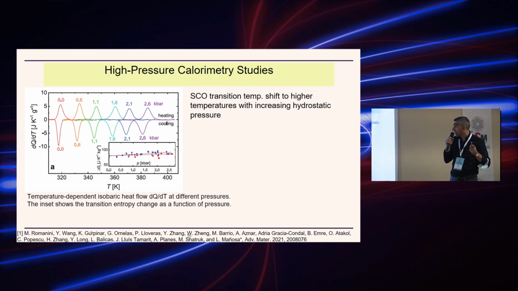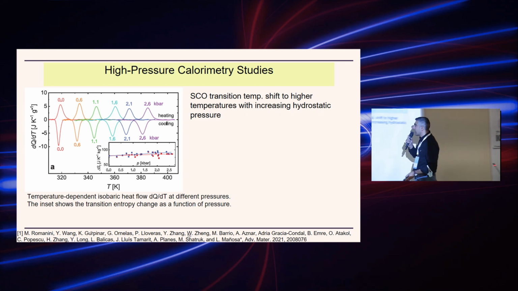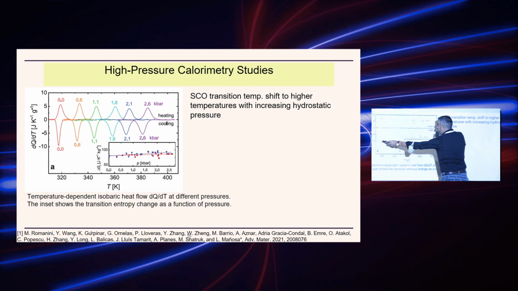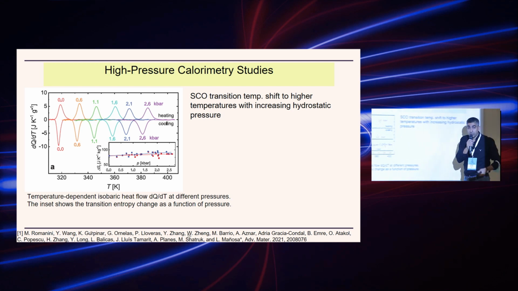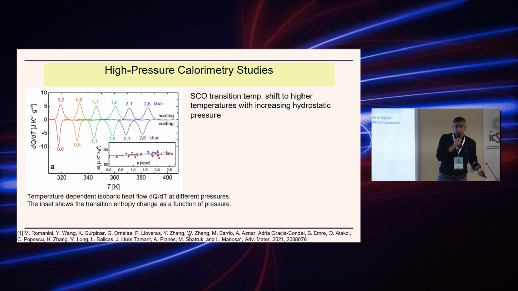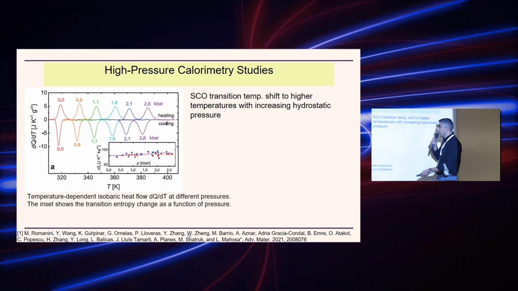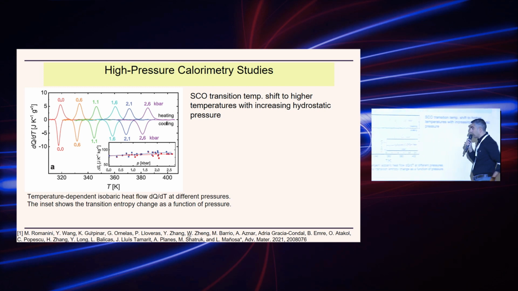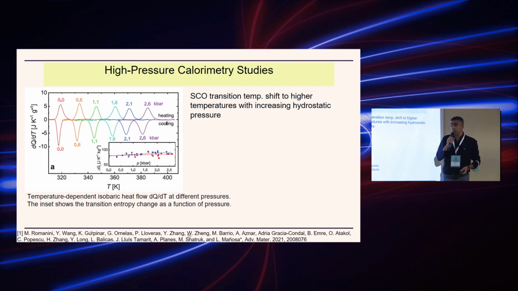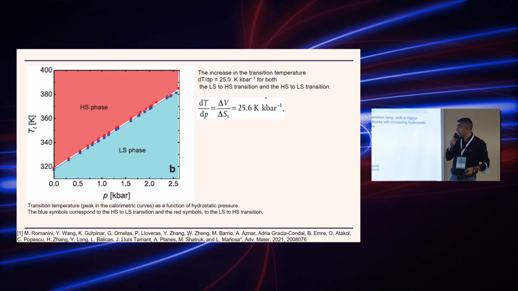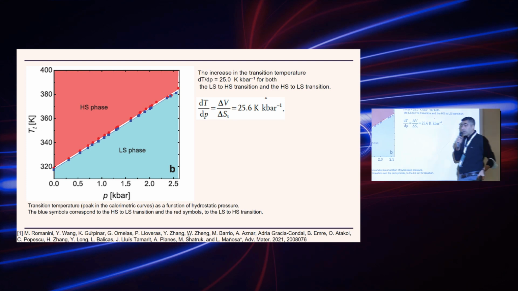And later we started to make high pressure calorimetry studies at the University of Barcelona. And as you see, as we increase the pressure, the temperature shifted to higher temperatures. That means the high spin state becomes dominant in this material, and here we can see this shift is according to the entropy, and this shift was calculated as 20 Kelvin per bar.